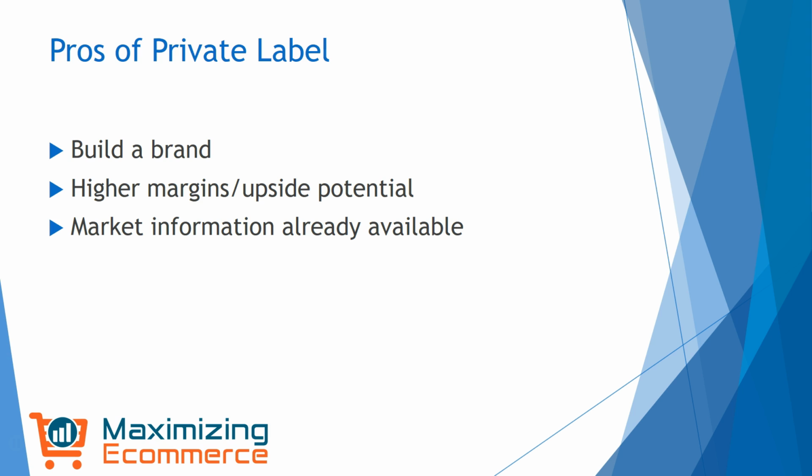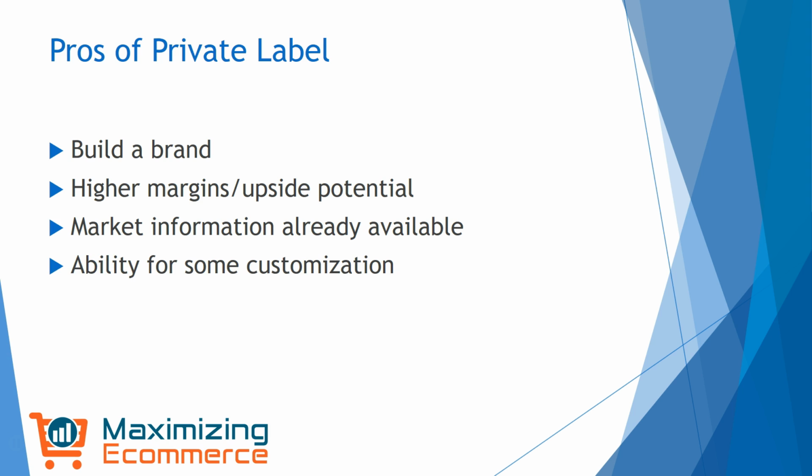And one of the nice things with the private label model is that there's a lot of information already out there. So you can see similar products. If you wanted to sell a French press coffee maker, for example, on Amazon, you could look out there and see the market information, how much they're selling, and what similar products are selling for, because it's already out there.